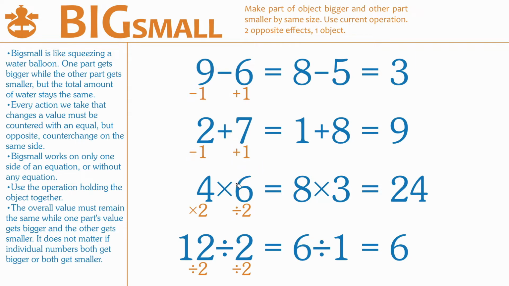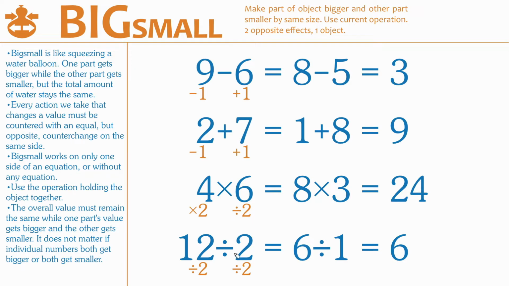Down below, now I am multiplying. So I'm going to use multiplying and or dividing to change my numbers. So 4 times 2, I make it twice as big. I make the 6 twice as small. 8, 4 times 2 is 8, 6 divided by 2 is 3. Notice I have 24 all the way across. The value never changed. The numbers did, but the total value didn't.